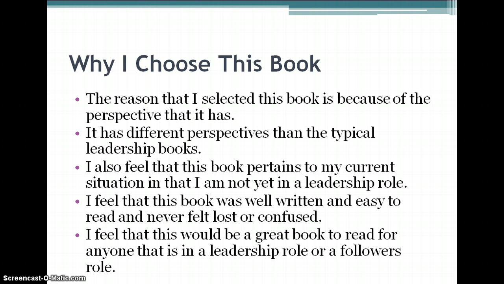Why did I choose this book? The reason I chose this book is because of the perspective that it has. It has different perspectives than the typical leadership book. I also feel that this book pertains to my current position. I'm trying to get a leadership position. I'm not there yet. Like I said, it just hits close to home.